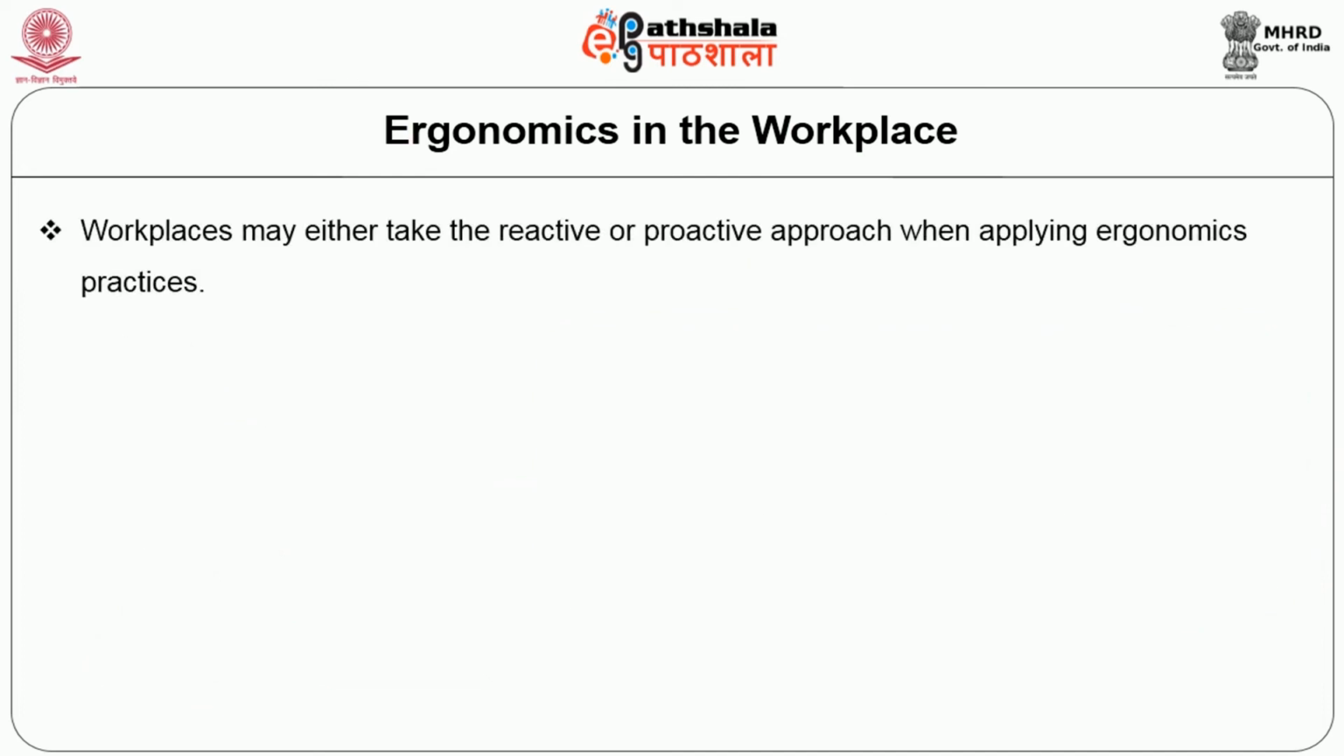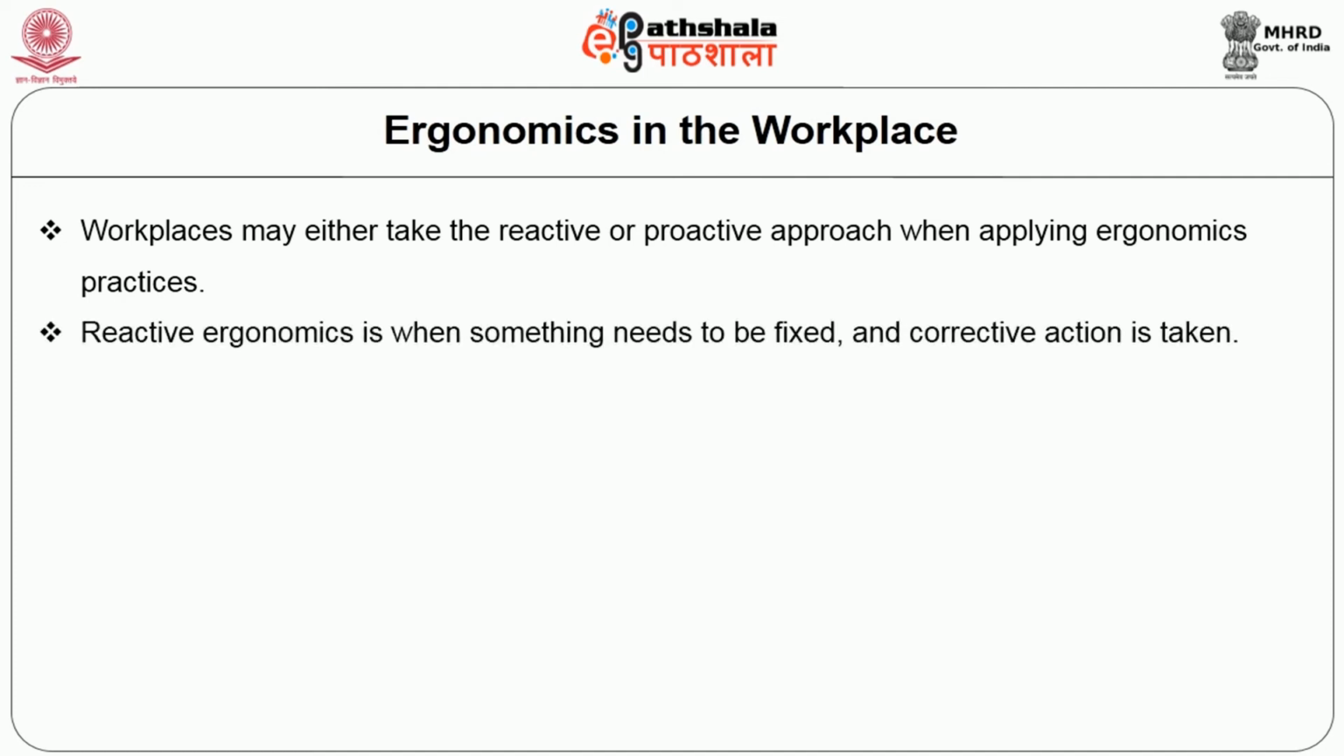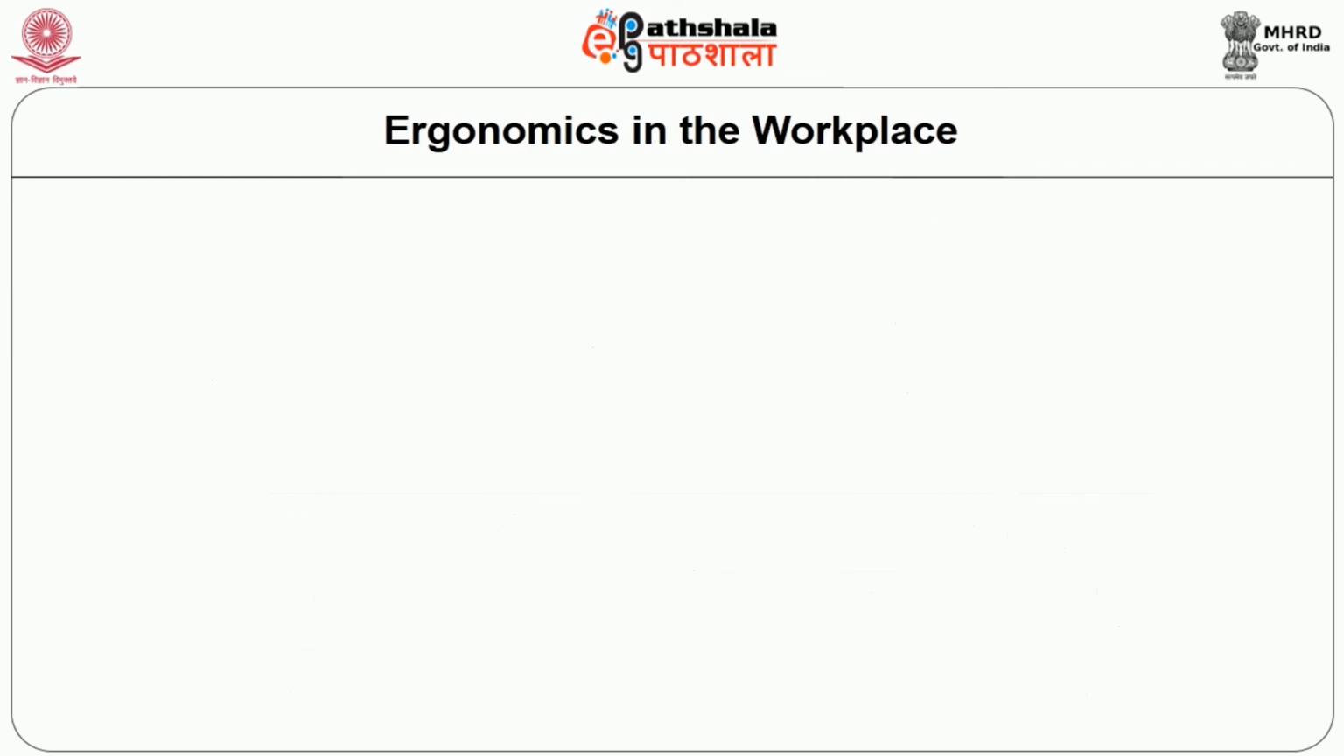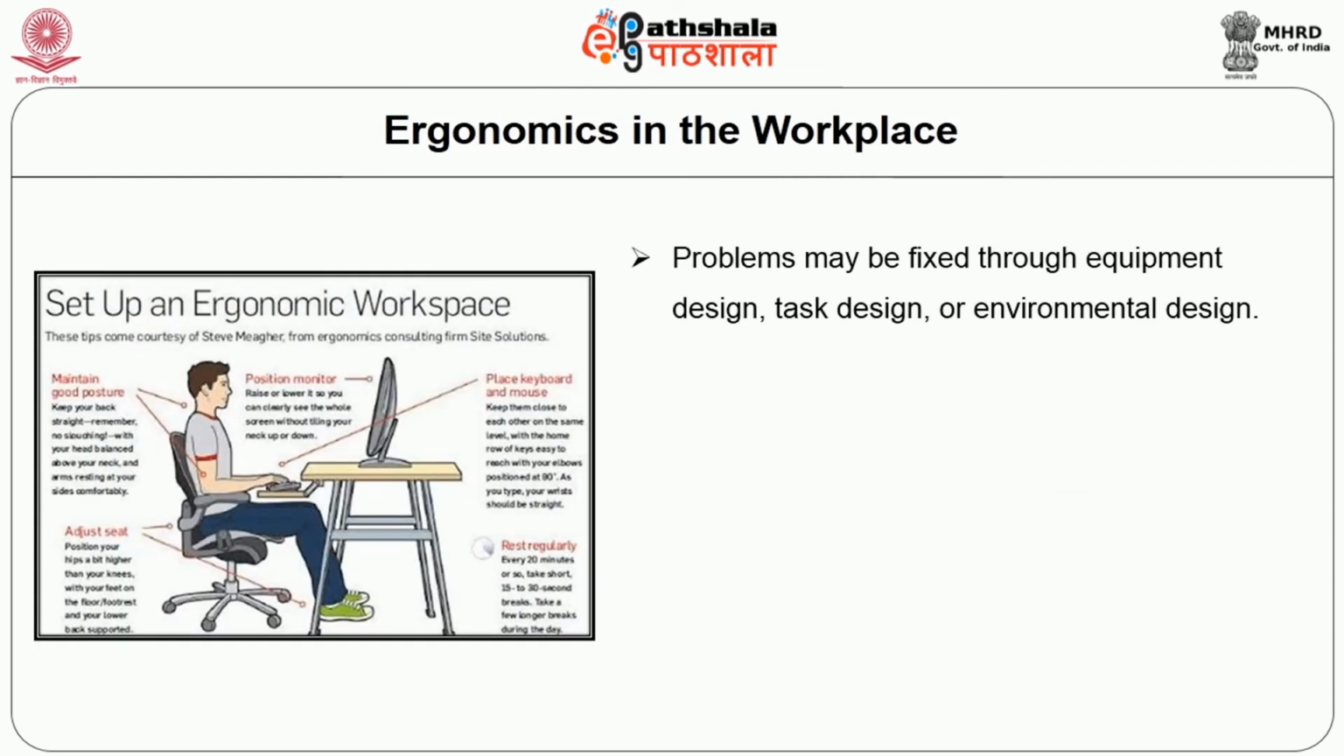Workplaces may take either a reactive or proactive approach when applying ergonomic practices. Reactive ergonomics is when something needs to be fixed and corrective action is taken. Proactive ergonomics is the process of seeking areas that could be improved and fixing the issues before they become a larger problem. Problems may be fixed through equipment design, task design, or environmental design.